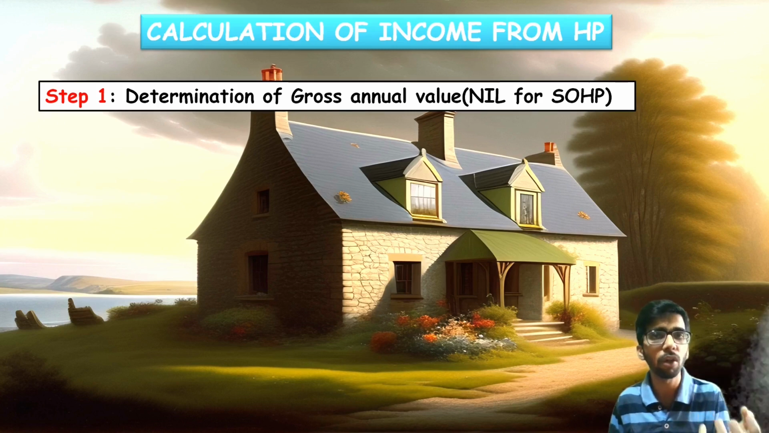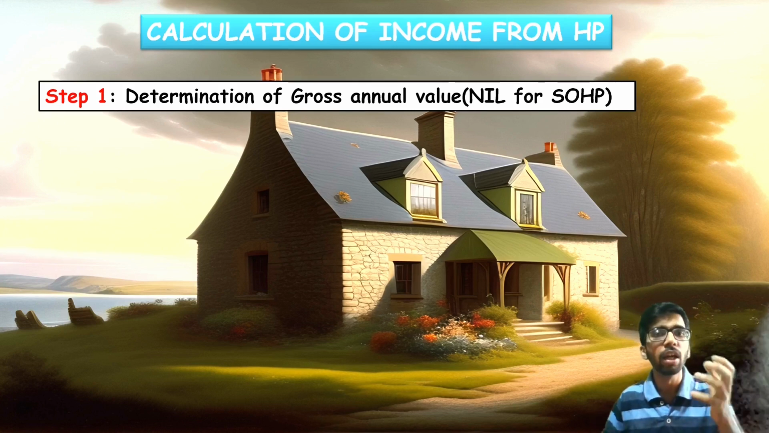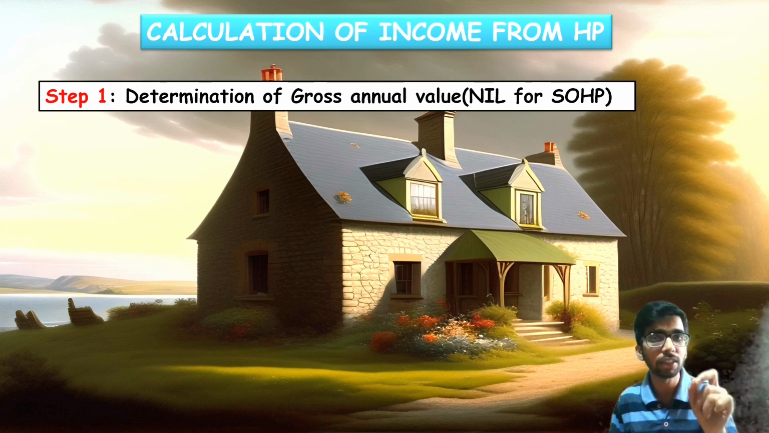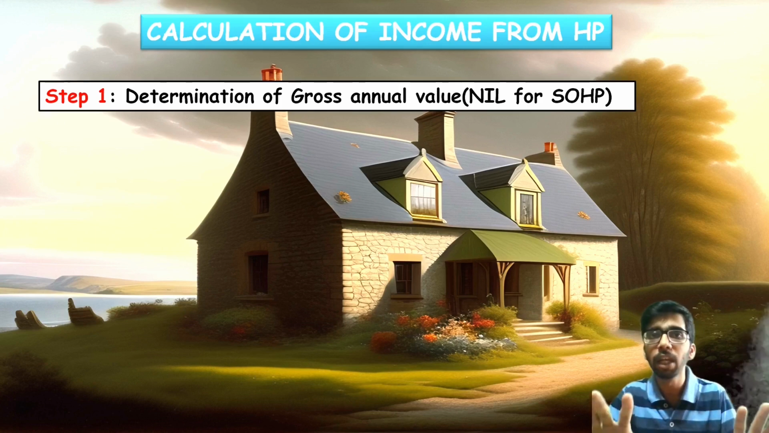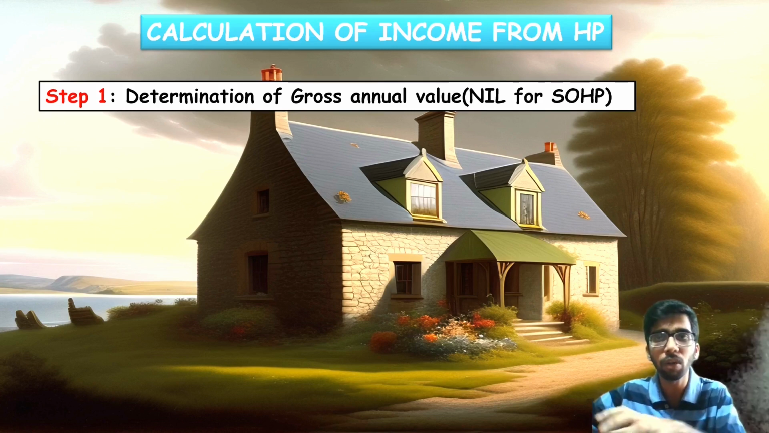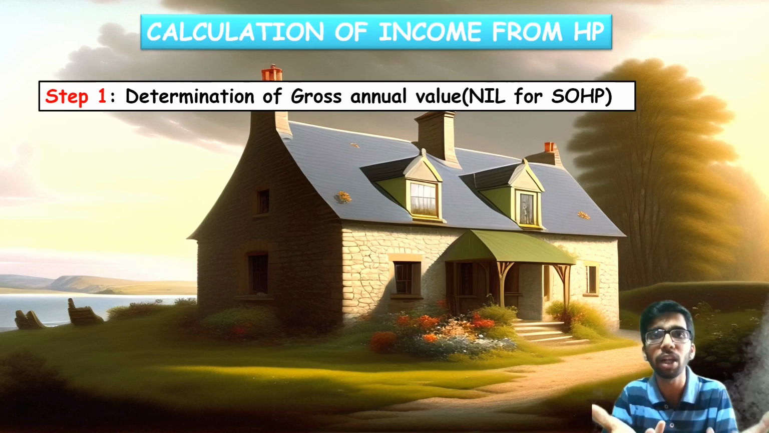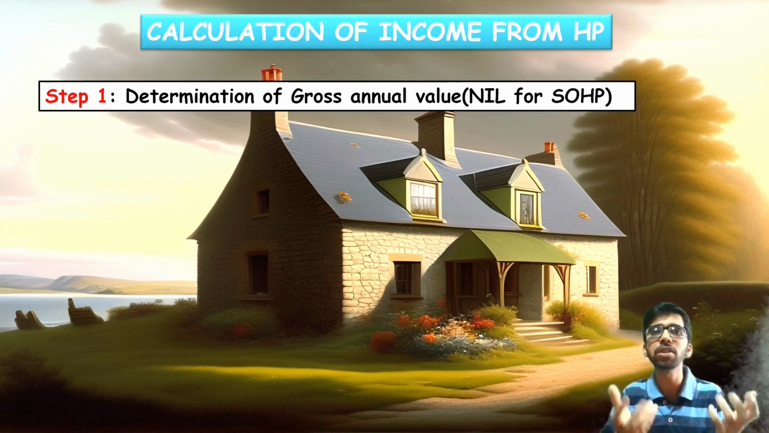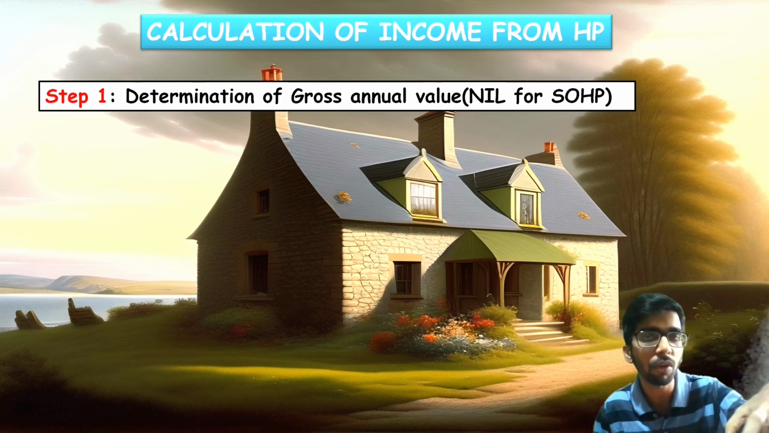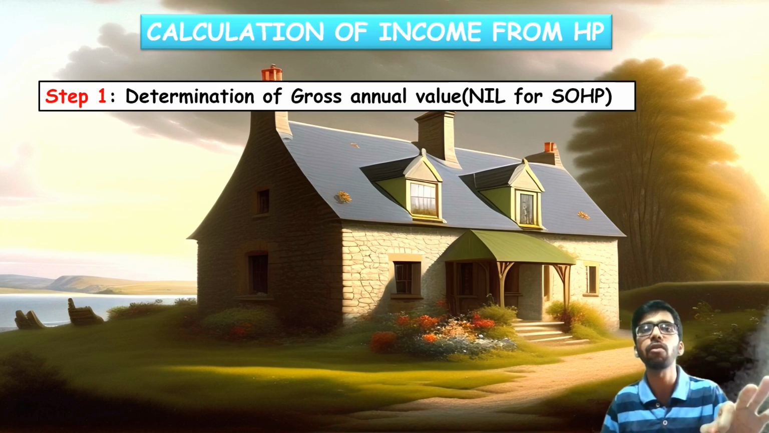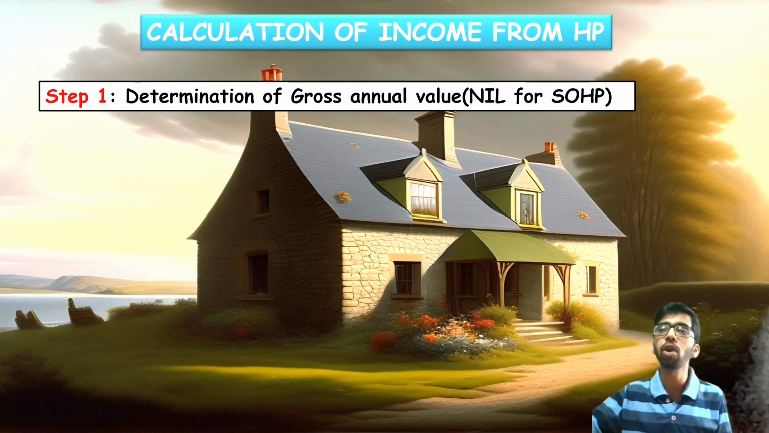The meaning of gross annual value I will discuss in the upcoming slide, but remember that for SOHP, that is self-occupied house property, this gross annual value will be nil because you are only residing in that house. How will you generate income? If you let out your house property, then at least the rental income will be the gross annual value. But in case of self-occupied house property, the value is nil. That is 100% sure, you are not going to receive any income from your self-occupied house property, and hence for self-occupied house property it is nil. How to compute a let-out house property's value, we will discuss in the upcoming slide.